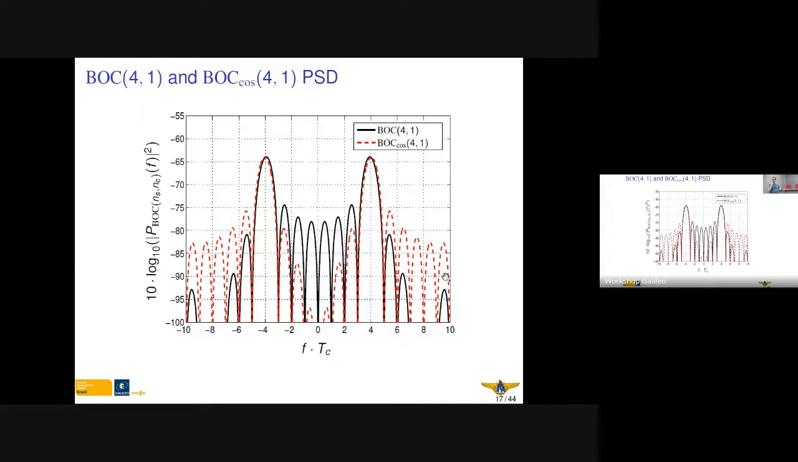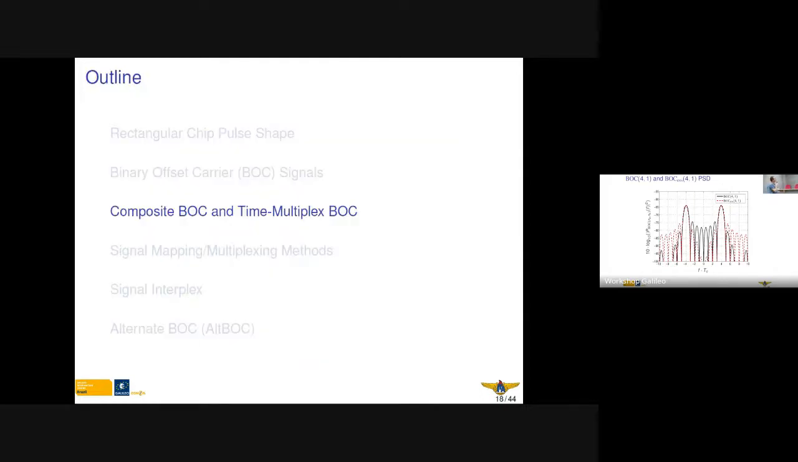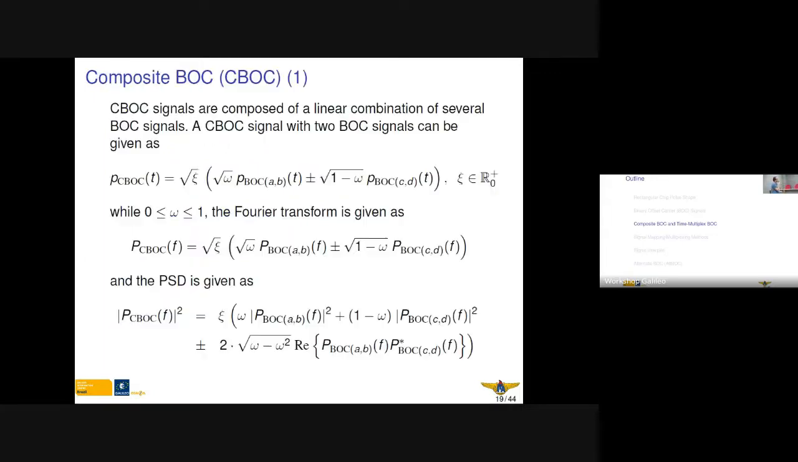And this idea or this property is used again to implement spectral separation of authorized and non-authorized services, for example, in the band. Then we can also build variants of these BOC signals. First of all, let's have a look at composite BOC and then at time multiplexed BOC.